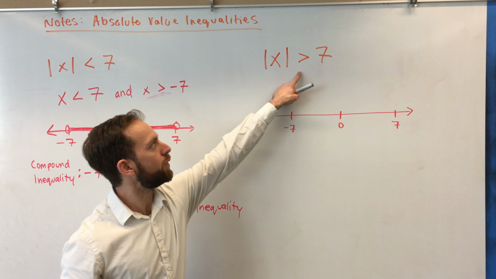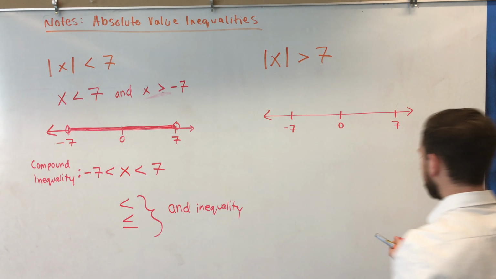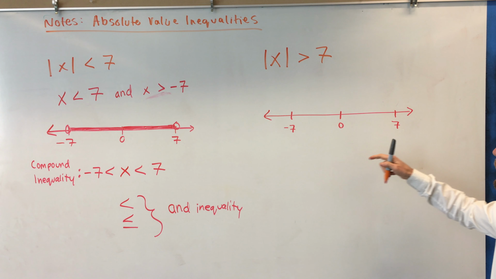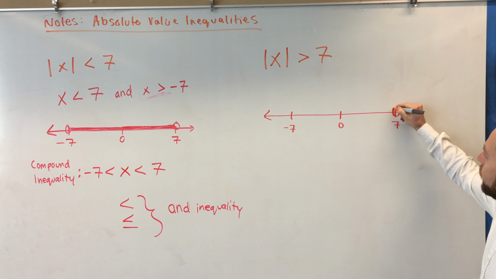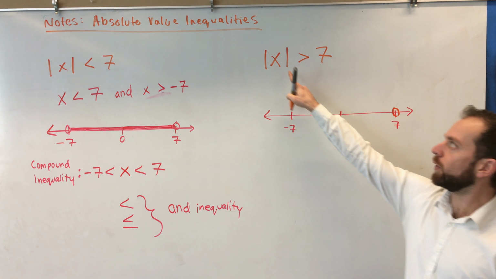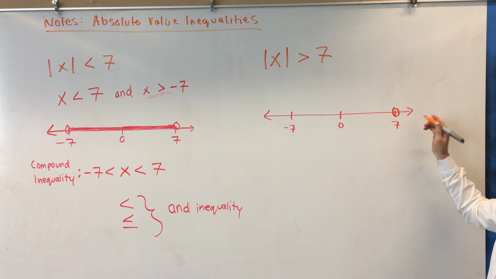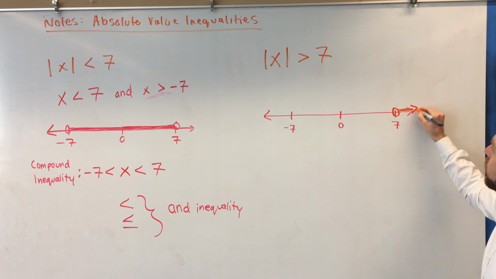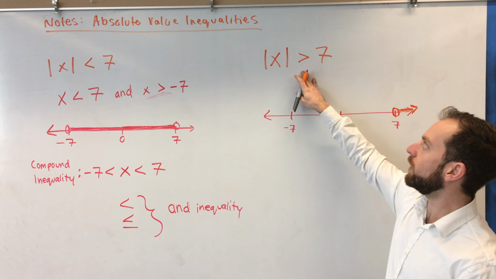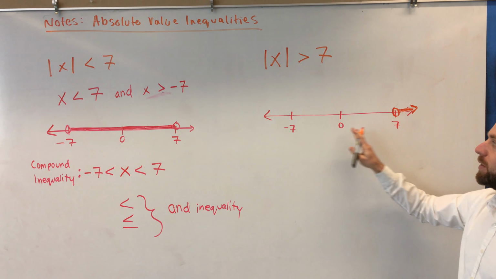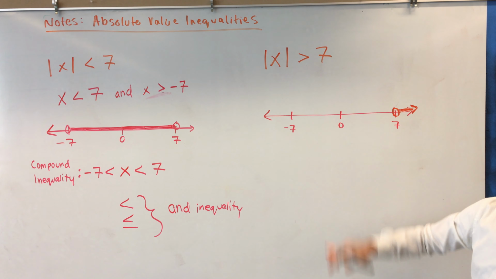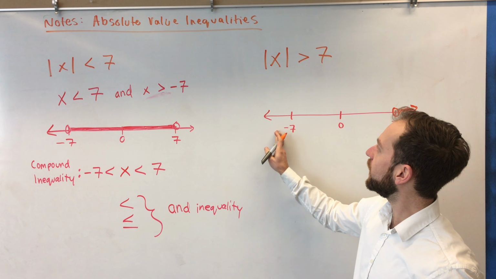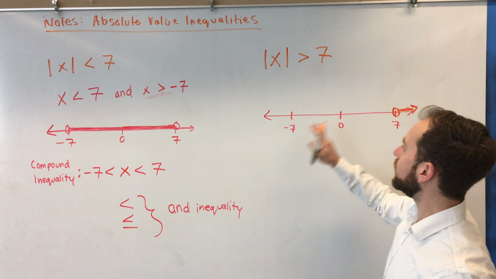Let's see what happens when you have a greater than sign. So here we're looking for all numbers that are greater than 7 away from 0. So 7 itself is 7 away from 0. That's not greater than 7, but everything on this side of the number line will be. For example, 8 is greater than 7 because it's more than 7 steps away from 0. The absolute value of 8 is greater than 7. Similarly, on the negative side, any number over here, negative 8, negative 9, is greater than 7 away from 0.